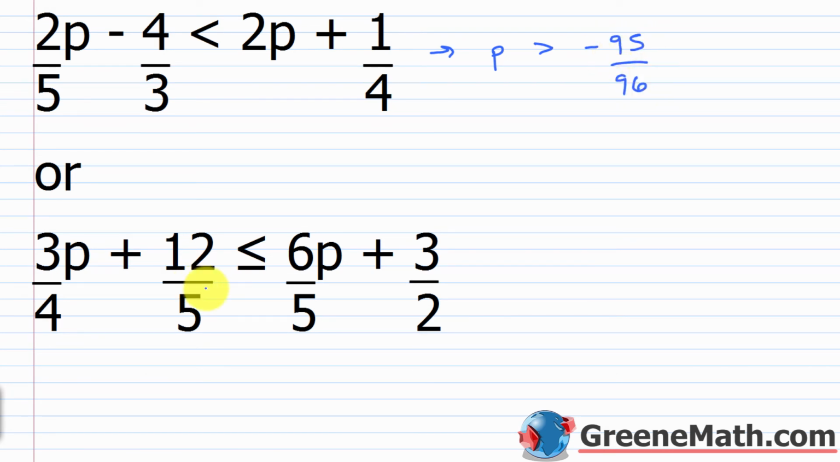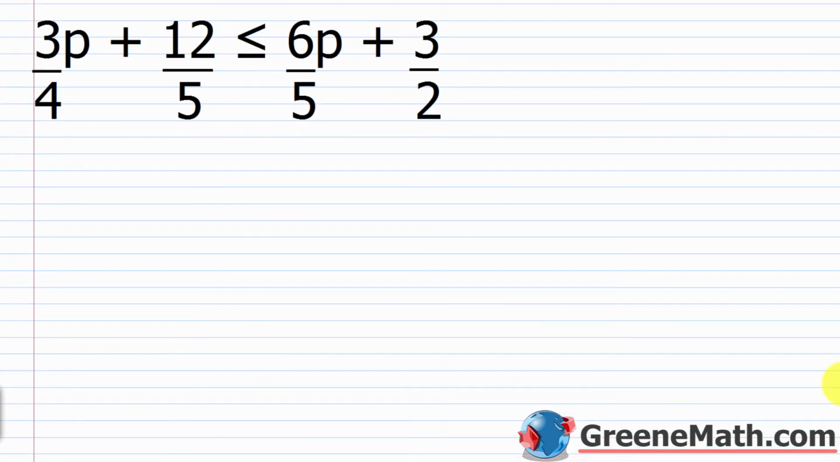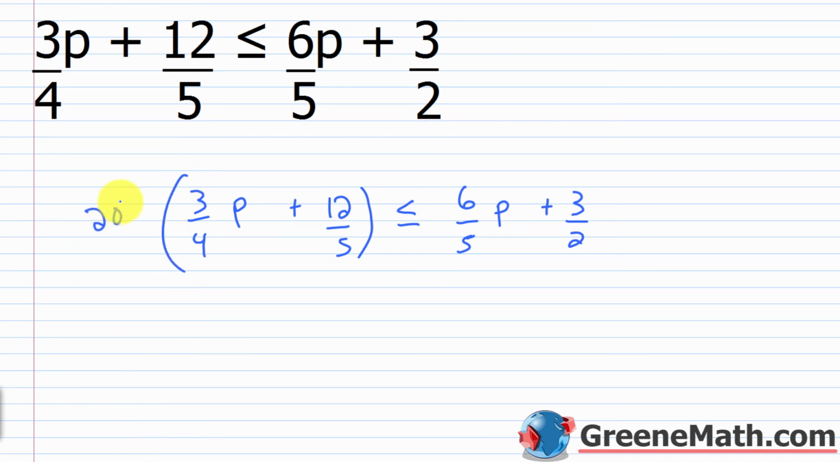Now we'll deal with this one. So let's scroll down a little bit. So I have 3/4 p plus 12/5 is less than or equal to 6/5 p plus 3/2. So the LCD here would be what? We have 2, 4, 5. So basically it'd be 4 times 5 or 20. So we'll multiply both sides by 20. And so 20 times 3/4, 20 would cancel with 4 and give me 5. 5 times 3 is 15.